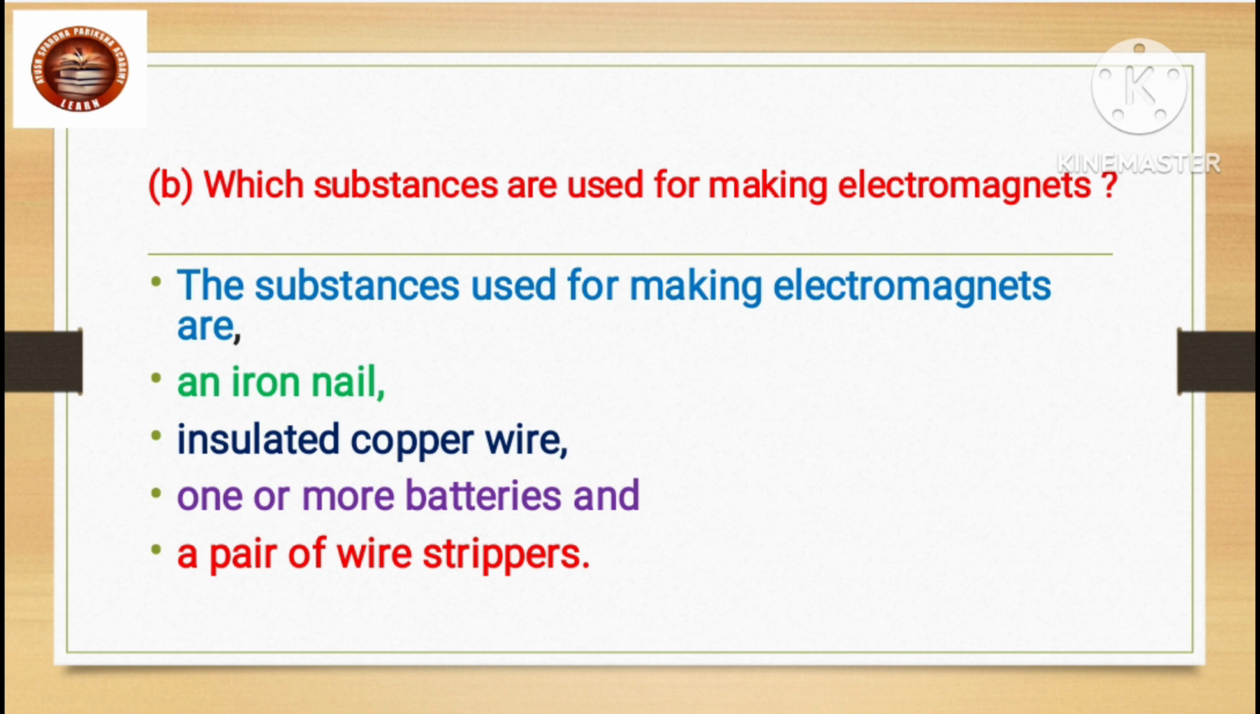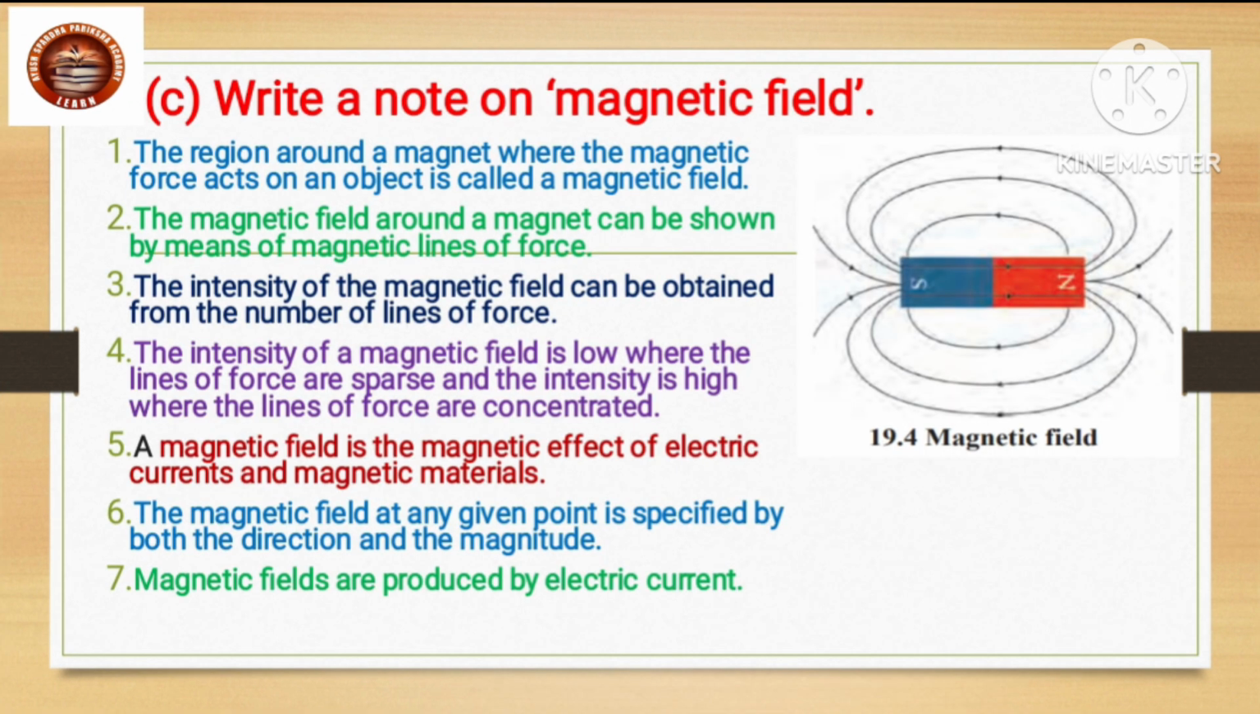Question B. Which substances are used for making electromagnets? The substances used for making electromagnets are an iron nail, insulated copper wire, one or more batteries, and a pair of wire strippers. Question C. Write a note on magnetic field.